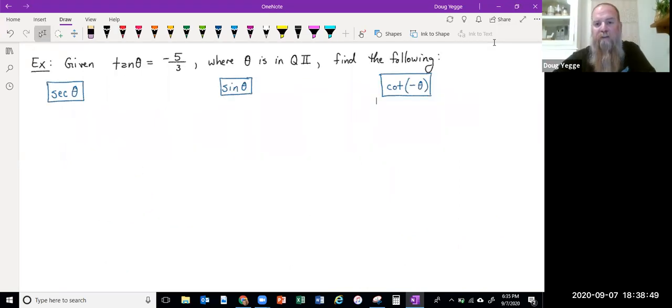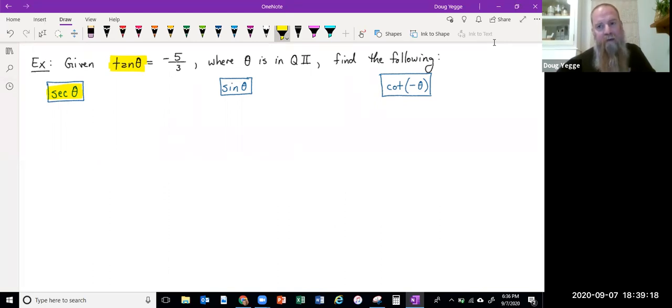Assume we're given information about tangent of theta, which is -5/3. And we're also told that the angle is in the second quadrant. What we're trying to do now is use the identities to find the rest of these values. The starting point is to recognize that if you're given information about tangent theta, and I want information about secant theta, then I should come up with some sort of identity that relates those two quantities.